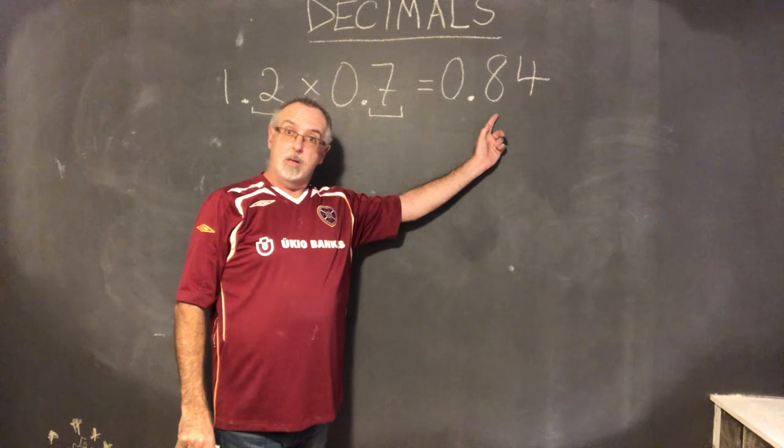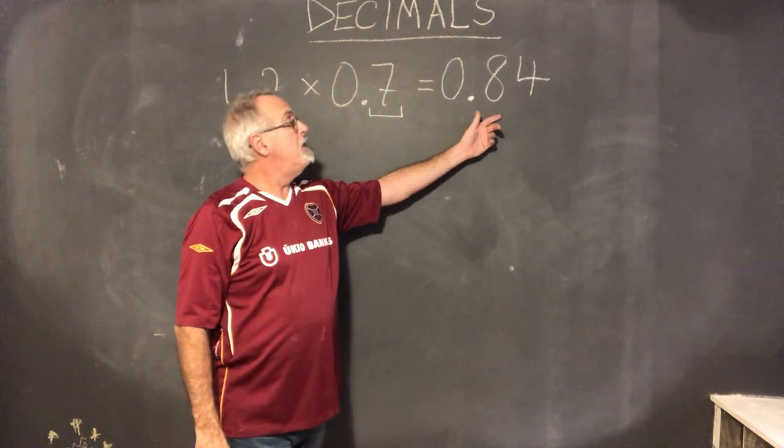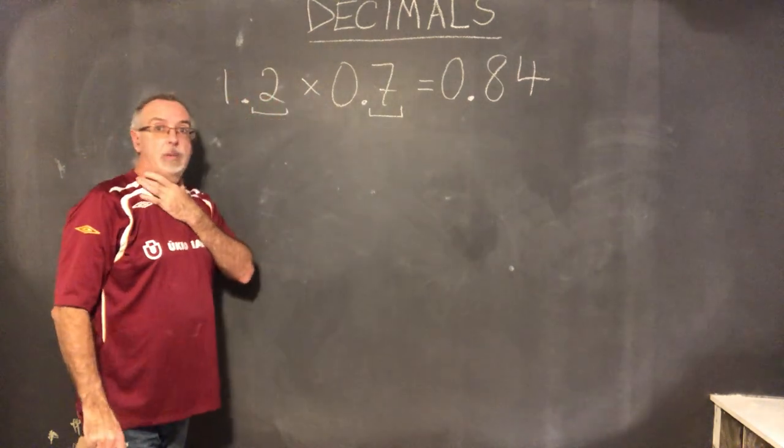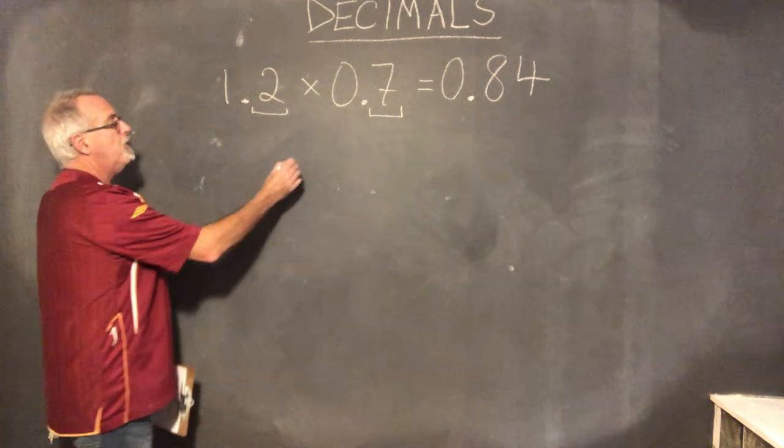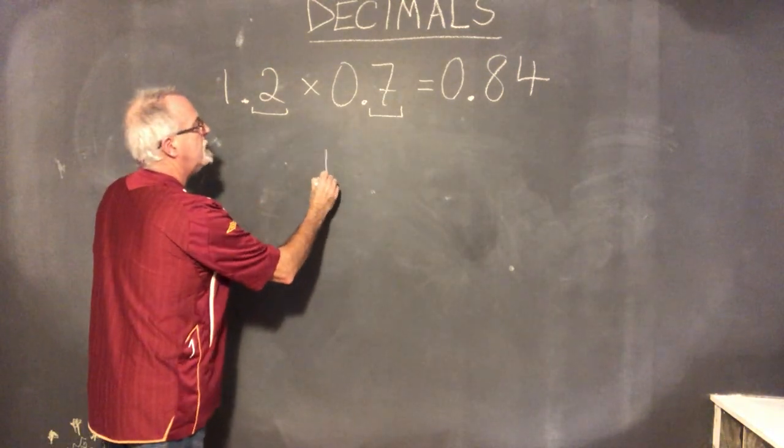And you know what? 0.84 is pretty close to 1. 8.4 wouldn't have been. Ballparking's useful too. Okay, and then we will write it this way as well.